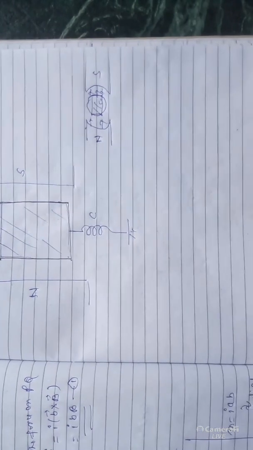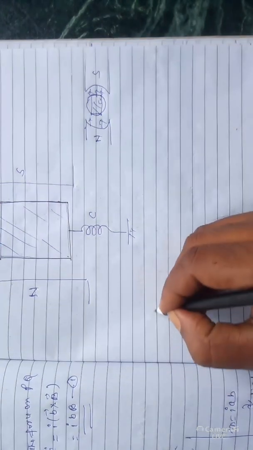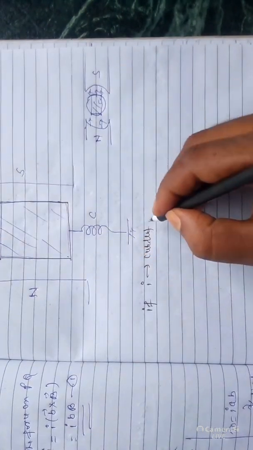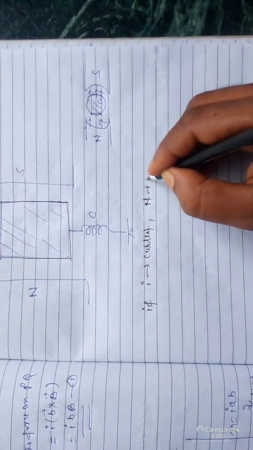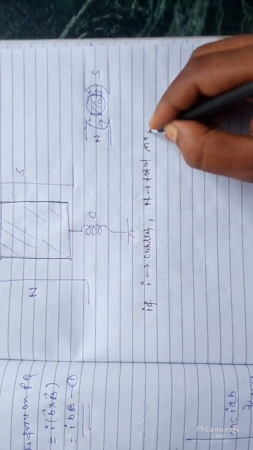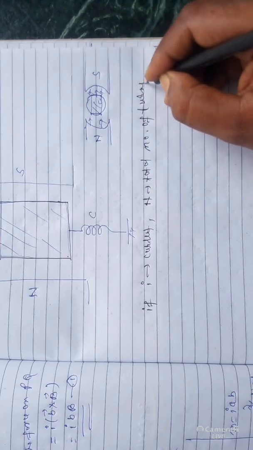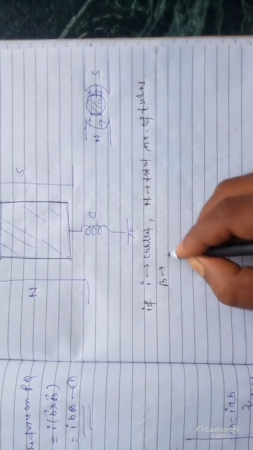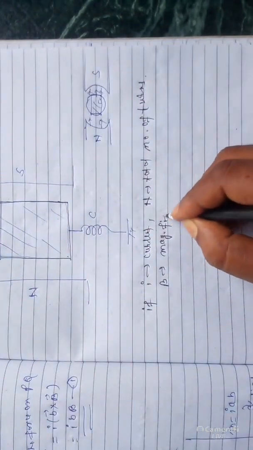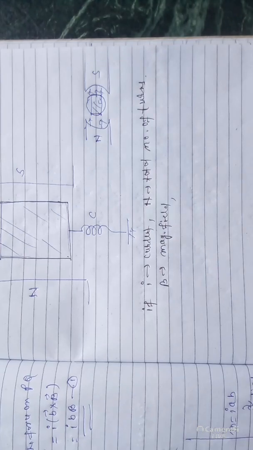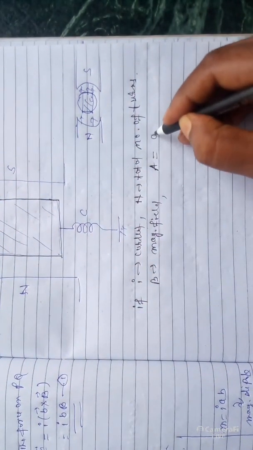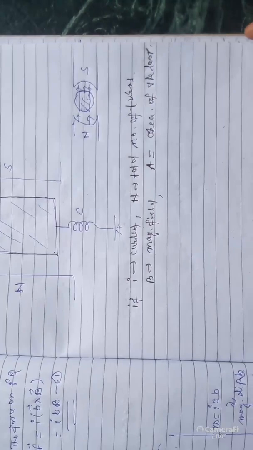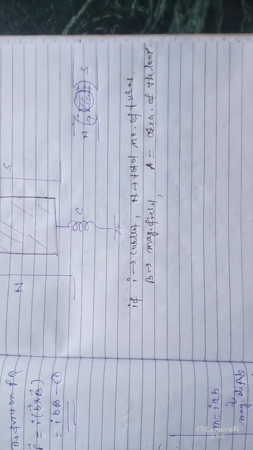So first of all, torque on the coil, we have already discussed, right? If I is the current flowing through the conductor, capital N is the total number of turns of the coil, B is the magnetic field, and A is the area of the loop. Clear? Now the torque on this loop, what will be the value?